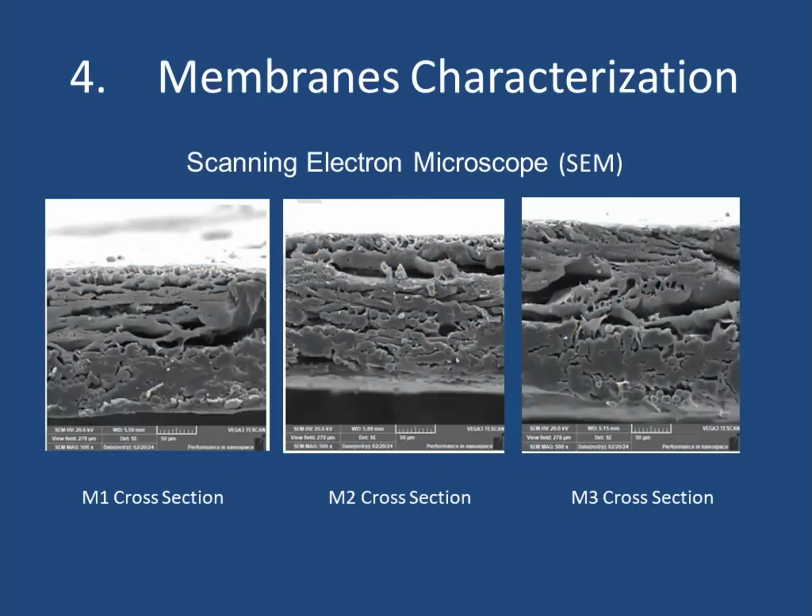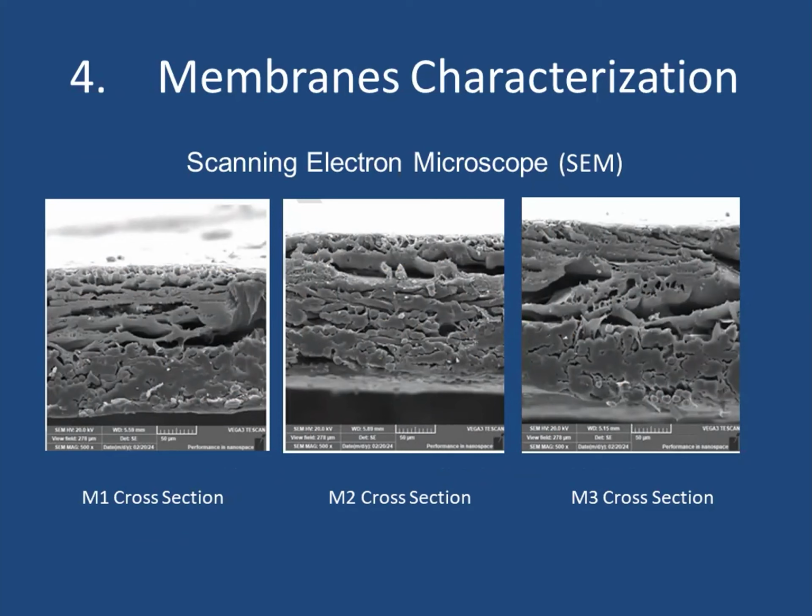We used different techniques for membrane characterization: SEM, FTIR, and then water contact angle. These techniques are used especially to show how the structure and the properties of the membranes changed by the addition of Chitosan.